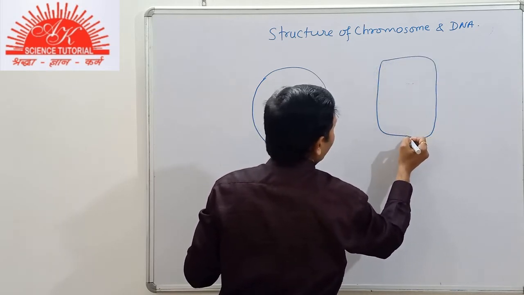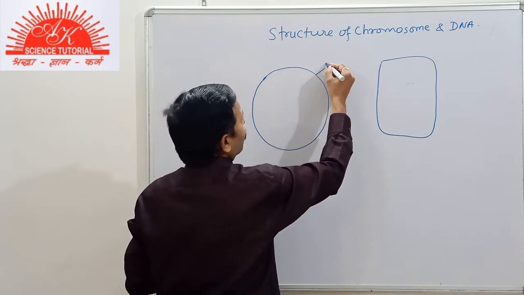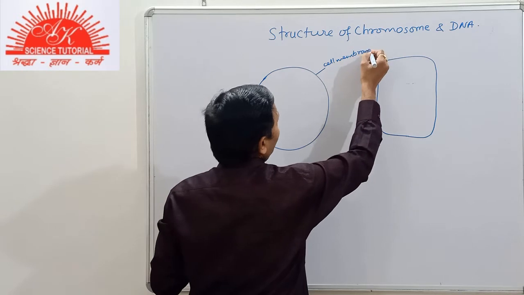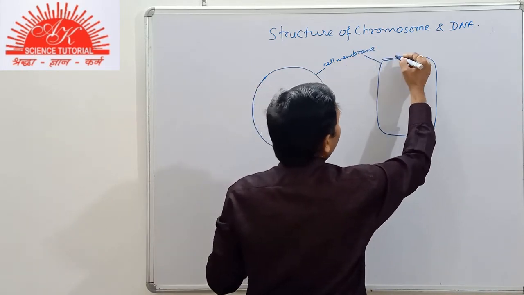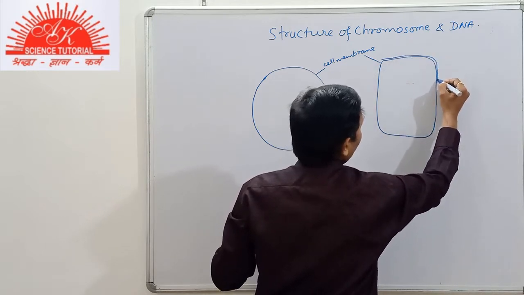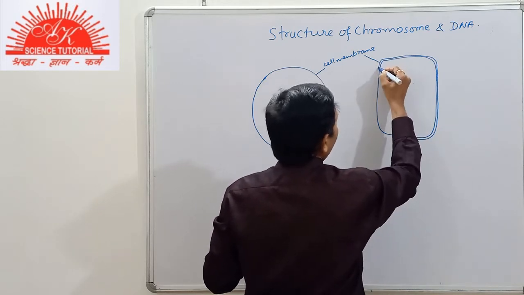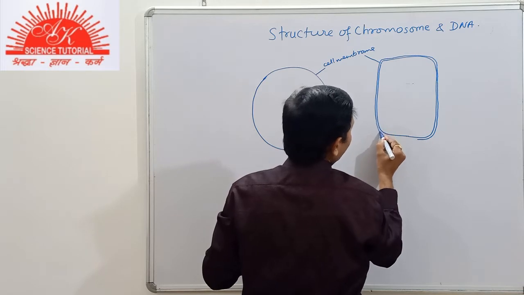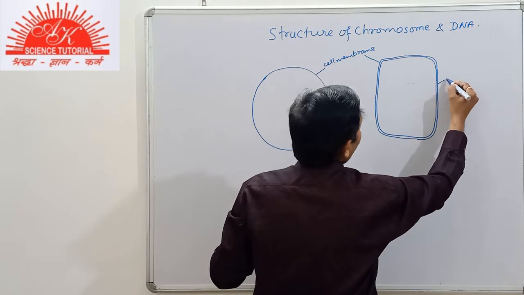So whatever may be the type of cell, this part is known as cell membrane. Although in plant cell there is an external layer also made up of cellulose, that is called cell wall. Cell wall is freely permeable and rigid in nature. So this is cell wall.